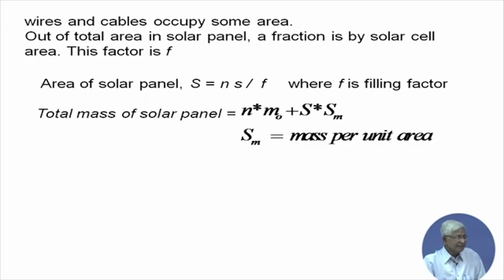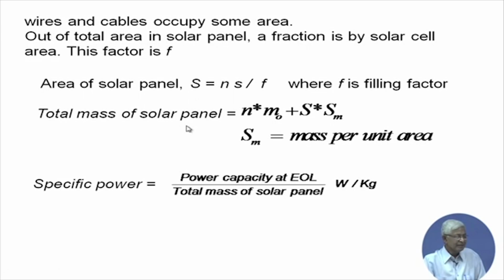Now what is the mass? The mass of the solar panel will depend on the individual solar cell mass, which is small m0, multiplied by the number of solar cells, plus the solar panel area, that is S, multiplied by the mass per unit area of the structure. So with this you can get the total mass of the solar panel. So you are seeing what we are trying to do slowly: what size of solar panel is required, what mass of solar panel is required, and then for that mass how much power we are really getting.